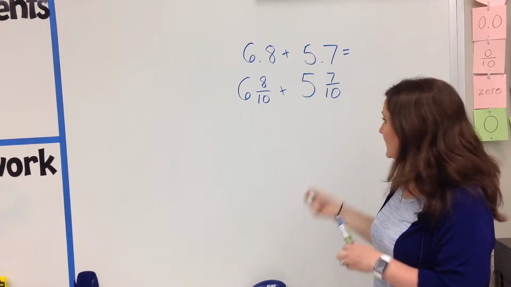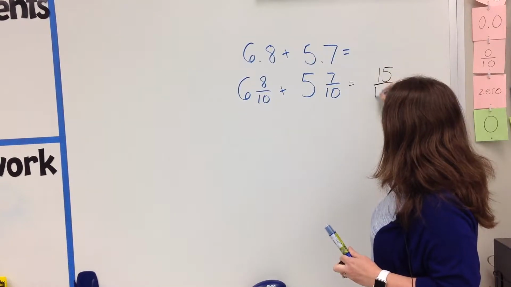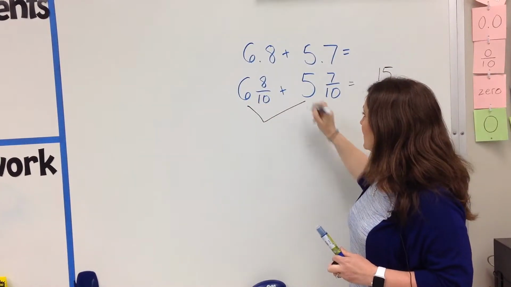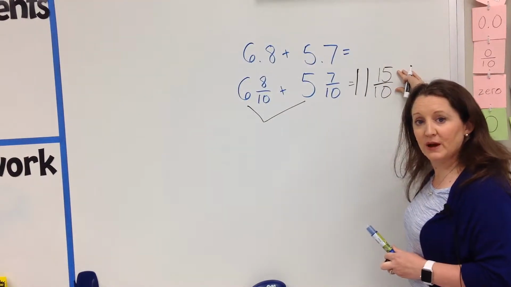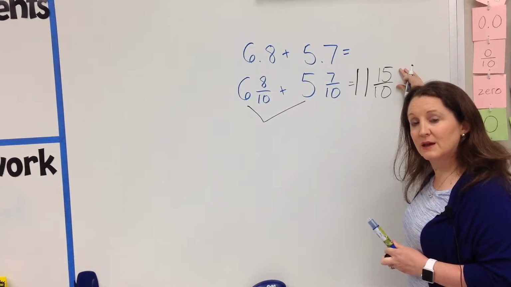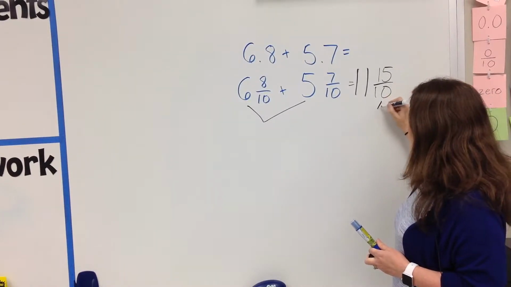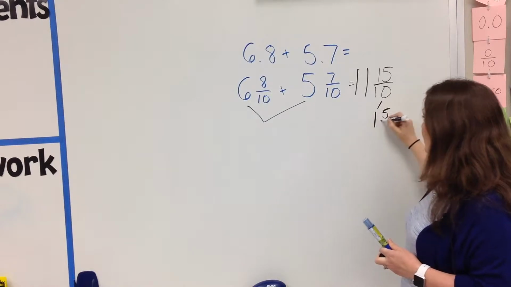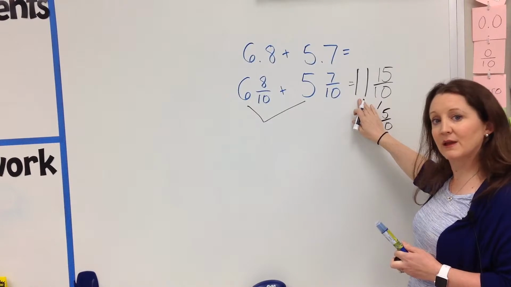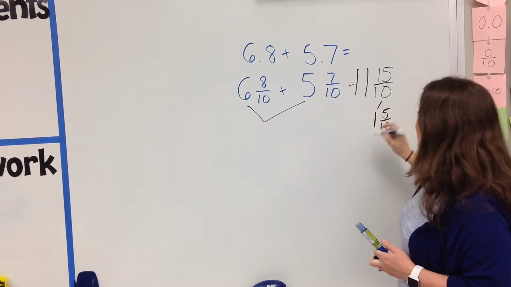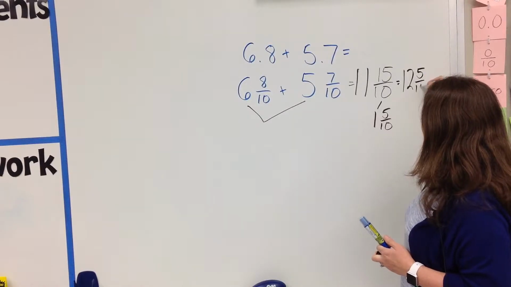So 8 plus 7, I end up with 15/10. And then when I add my whole numbers, I end up with 11 wholes. Now this is an improper fraction. So again, I want to convert this into a mixed number. I want to decompose this improper fraction. So this improper fraction is really 1 whole and 5/10. I want to put that 1 whole together with the 11 wholes that I already had. So my final answer is 12 and 5/10.